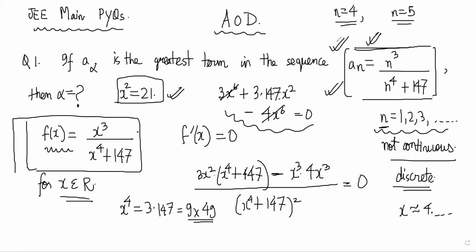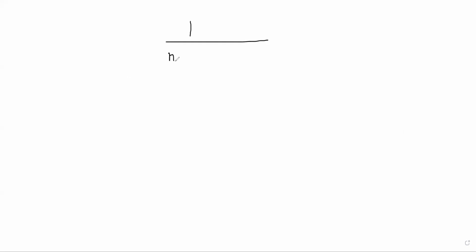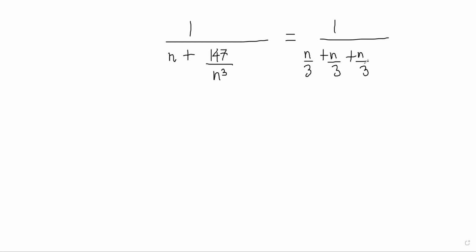Is everyone understanding what I'm saying? Can we also use AM-GM? If it works, you can use it, but is it working? Yes, sir. We can divide by n cube in the denominator. Then we get 1 by n plus 147 by n cube. We can write n as n by 3 plus n by 3 plus n by 3, plus 147 by n cube.